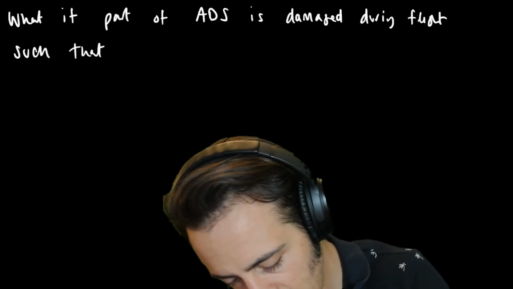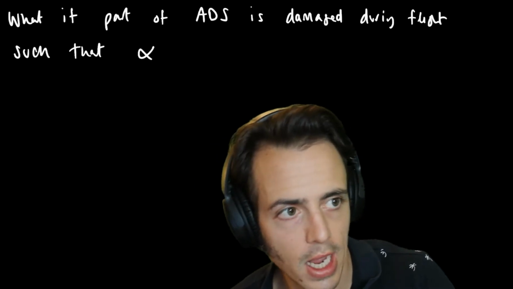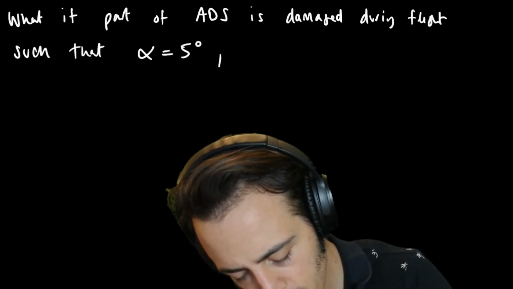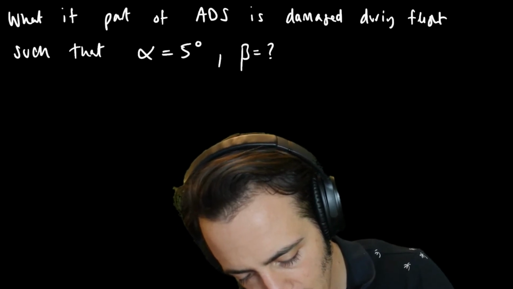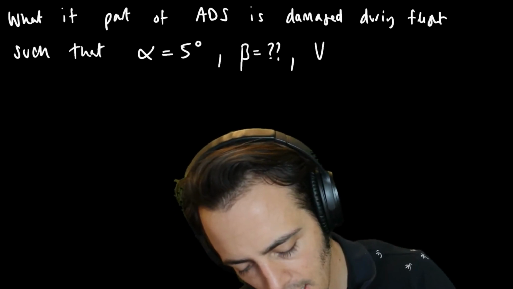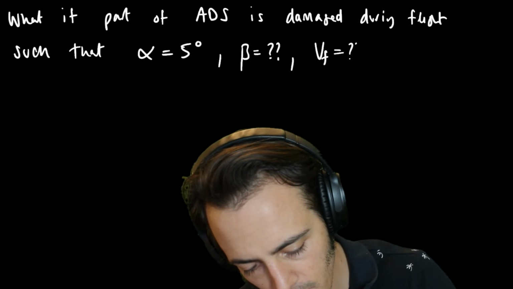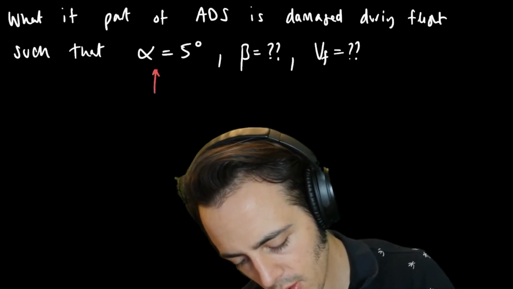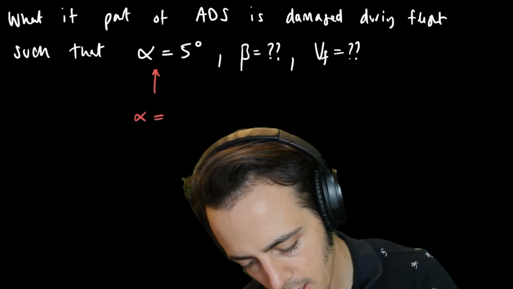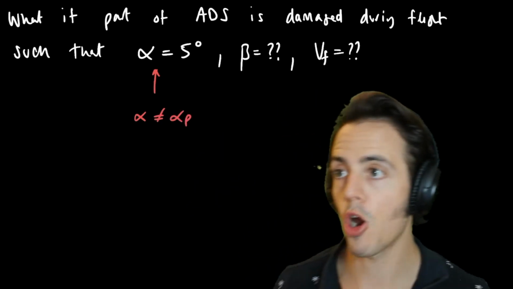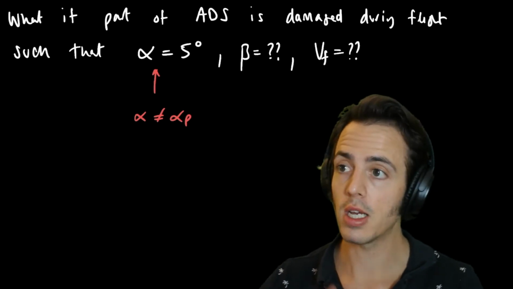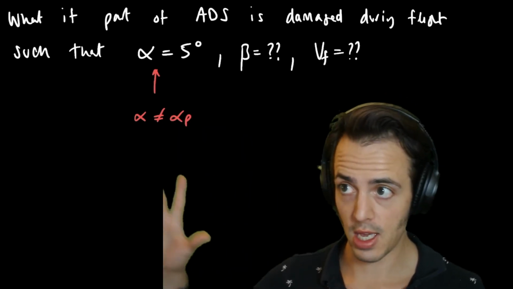So we'll say we have an aircraft where we can measure the angle of attack, and that's 5 degrees, but the side slip is unknown because it's damaged, and the total velocity is also damaged as well. So it's important to note that this is alpha and not the probe alpha. So this has already been converted and corrected for aircraft pitching motion, etc. to give us the probe.